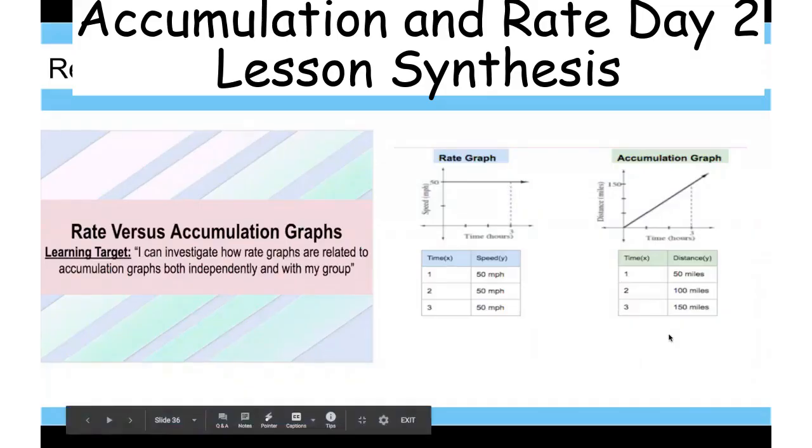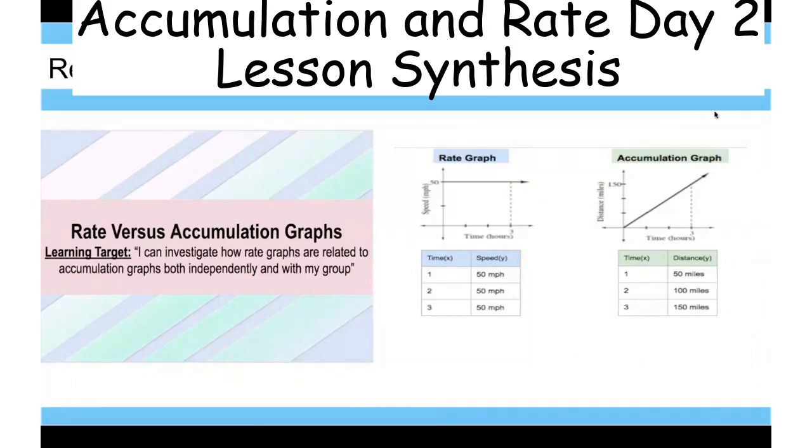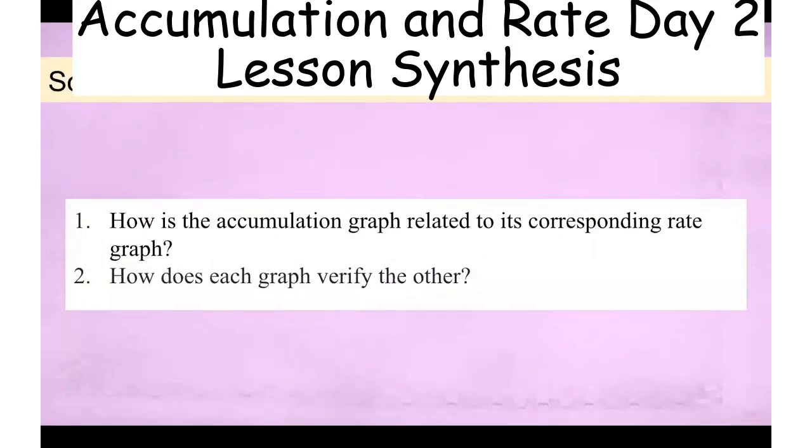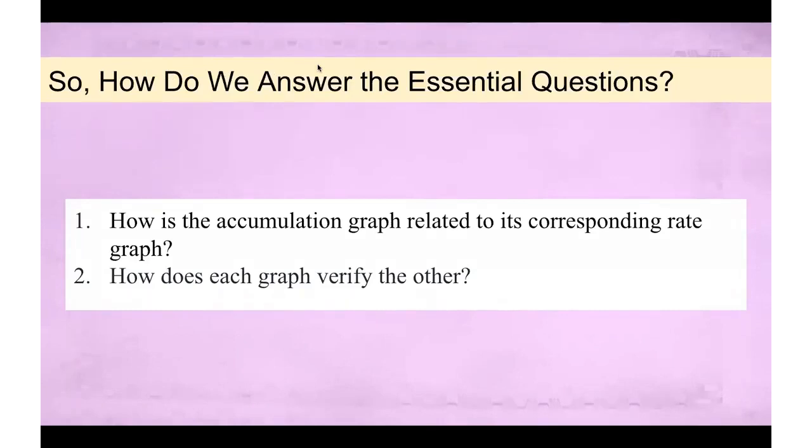That was just a recap of what we did. Now let's go into the synthesis. Well, actually, before the synthesis, I'd like to show you the reminder of our essential questions. These were the ones you were asked to answer in the Desmos as a group. Number 1, how is the accumulation graph related to its corresponding rate graph? Number 2, how does each graph verify the other? So these were the 2 essential questions you were asked to think about and talk about with your group. Today we'll have some time to get the answers to those, and you will also have some time to individually answer this on your own in our Google form.